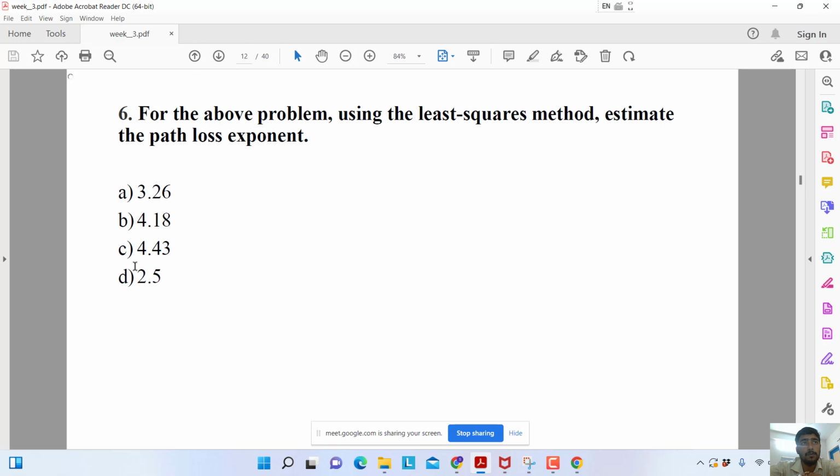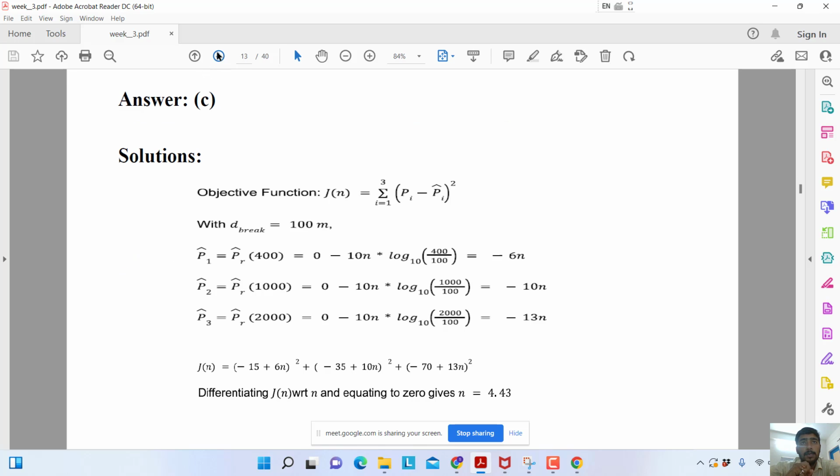So we have 4 options. So 4.43 is the right answer. If anybody has a doubt, please ask. Okay.